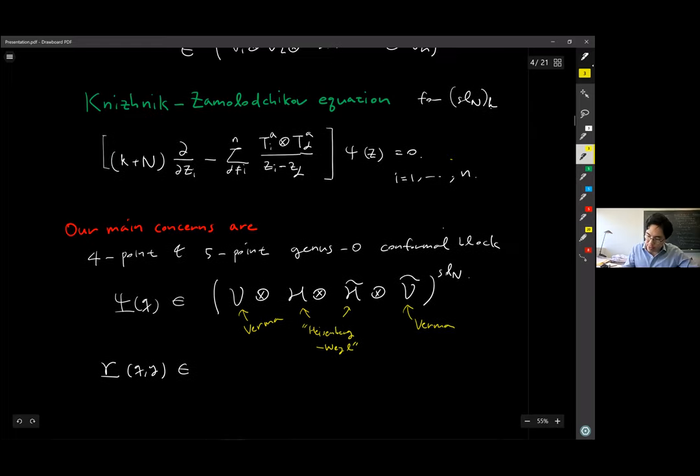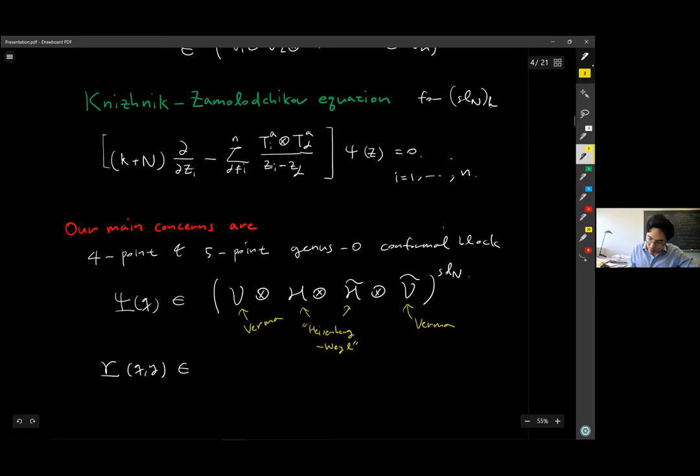For the 5-point case, those four modules will be there, and I'll add the N-dimensional standard representation for SL(N).